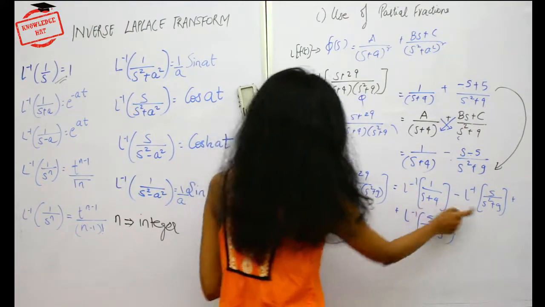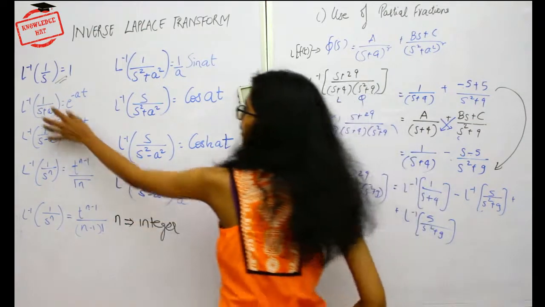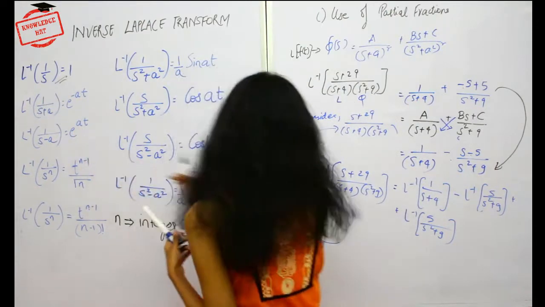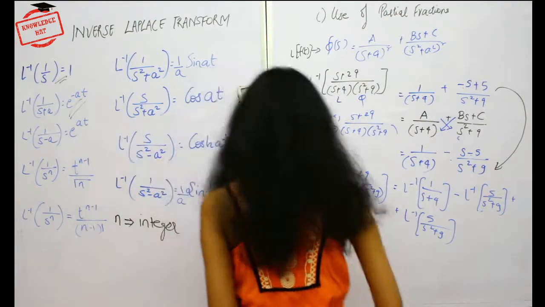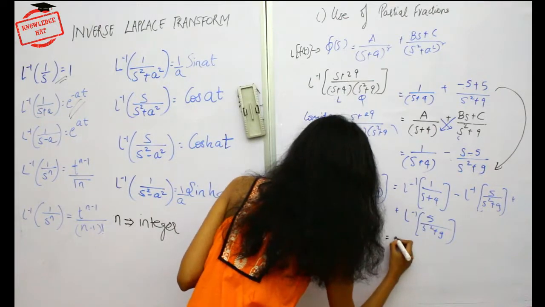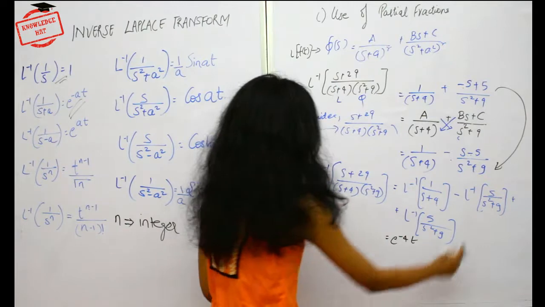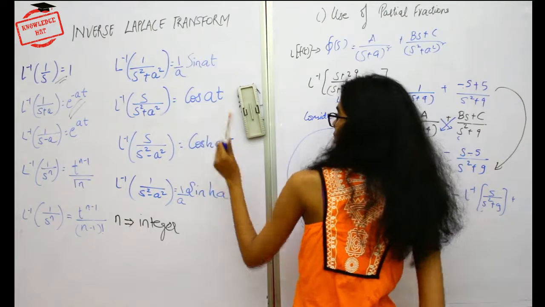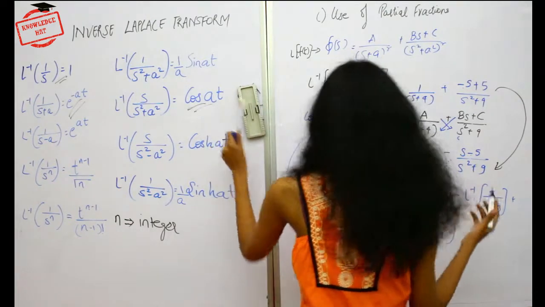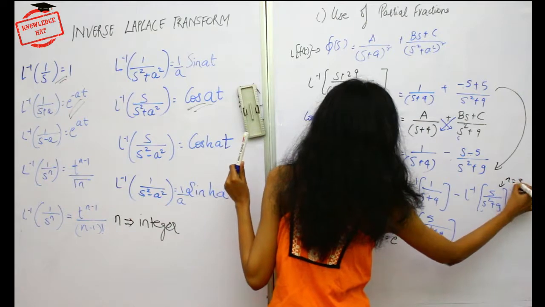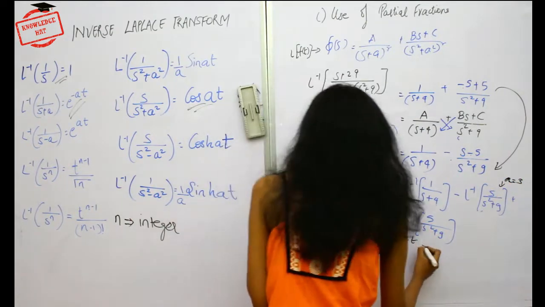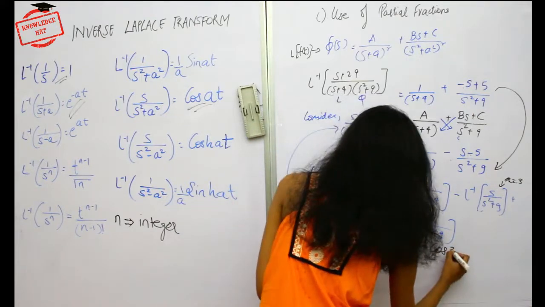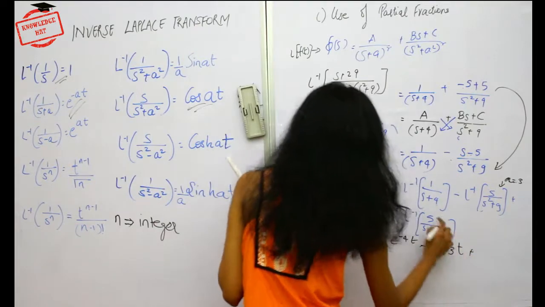Right? So these are nothing but standard functions. 1 upon S plus 4 is nothing but 1 upon S plus A, so e raised to minus at. For the first term, we use S plus 4, so A is 4. So this will give me e raised to minus 4t. Laplace inverse of S upon S square plus 9: S upon S square plus A square is cos at. A for this is nothing but 3. So this will be minus cos 3t.